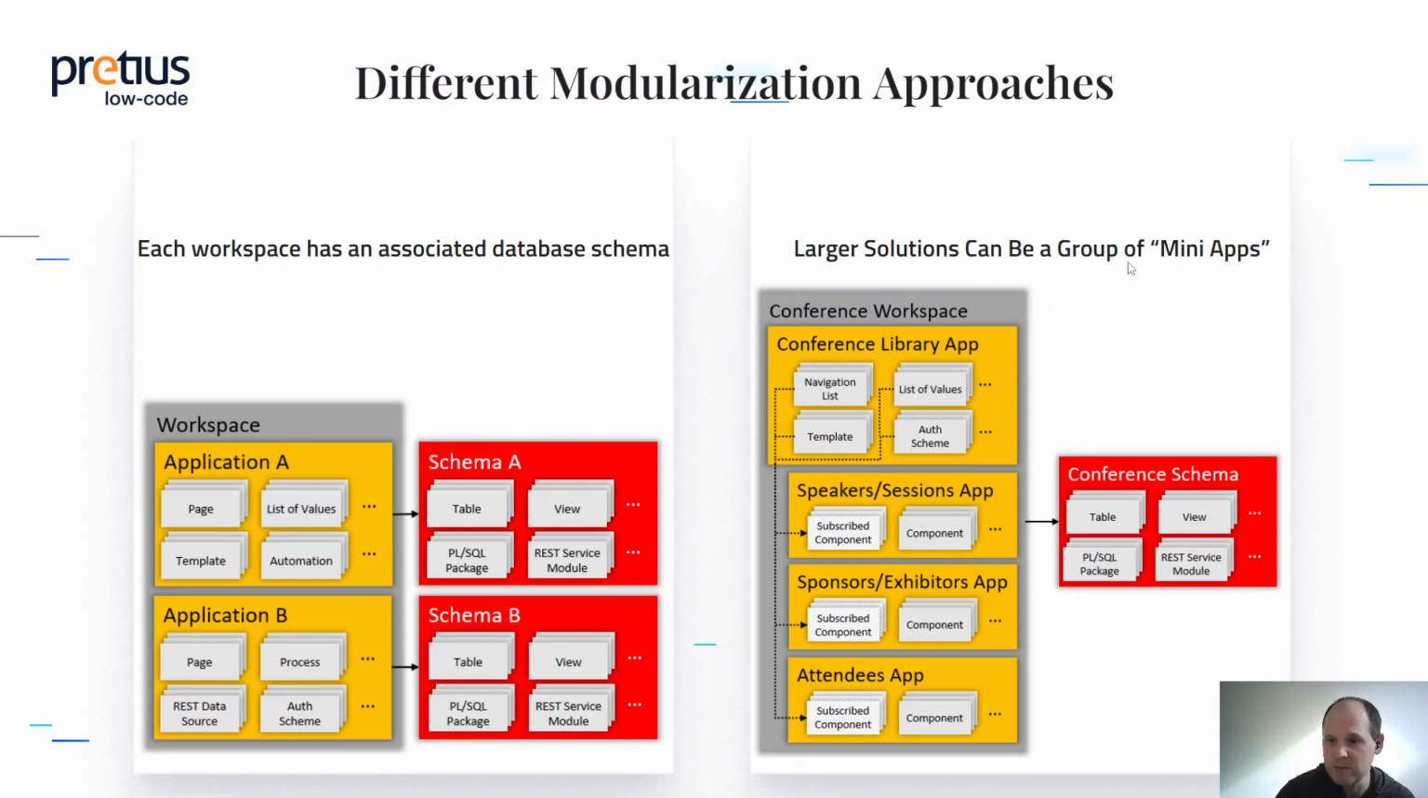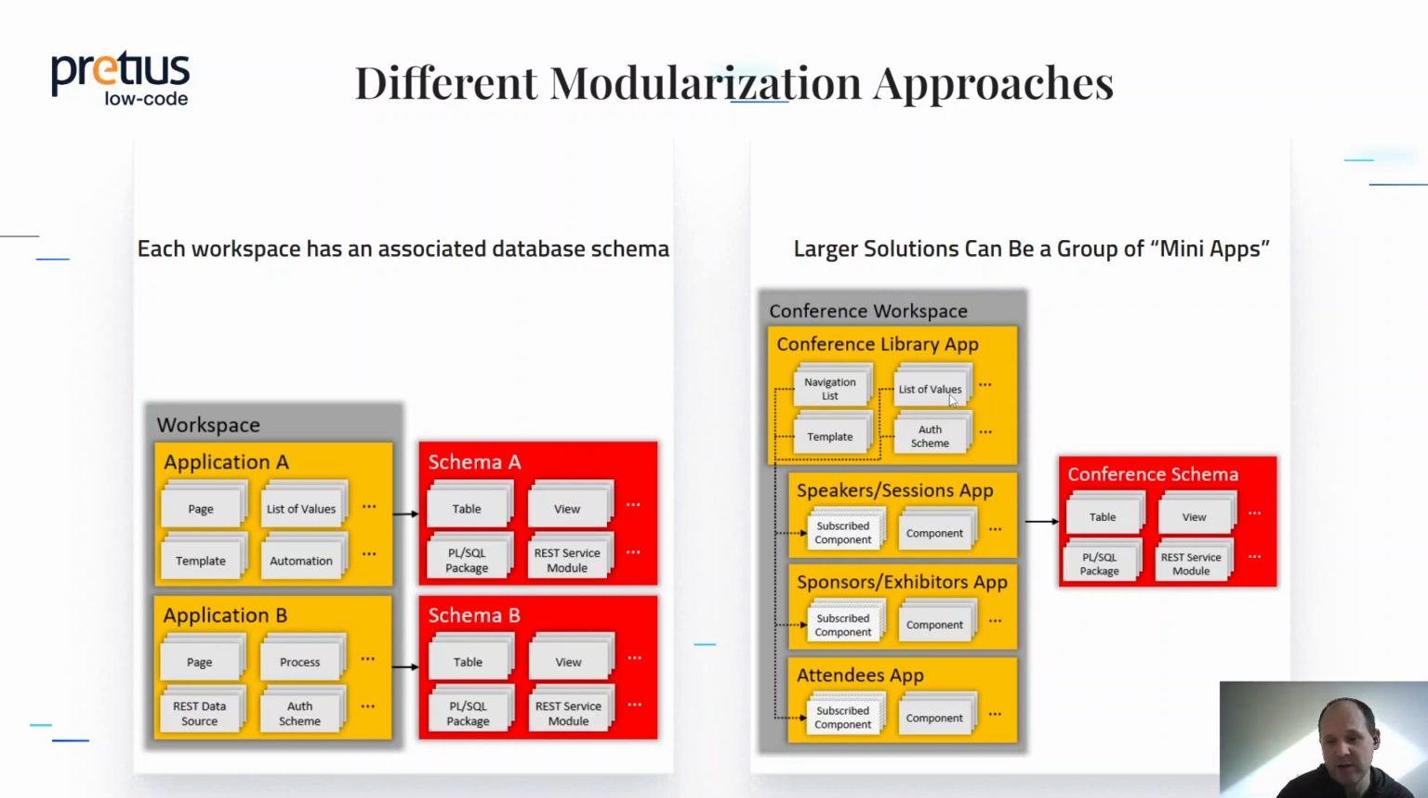Or large solutions can be a group of mini apps. Okay, so we've got a conference workspace, and we've got 4 apps in here. We've got a session speakers app, we've got a sponsors app, we've got an attendees app, and then we've got this library app. So library apps are really good because they allow you to subscribe elements to it, such as lists, such as templates, themes, authentication schemes, authorization schemes, list of values.